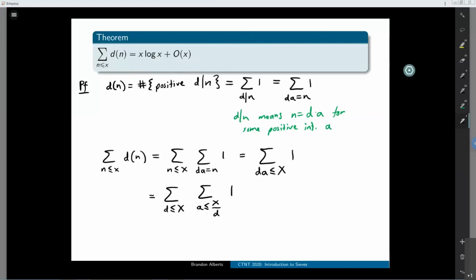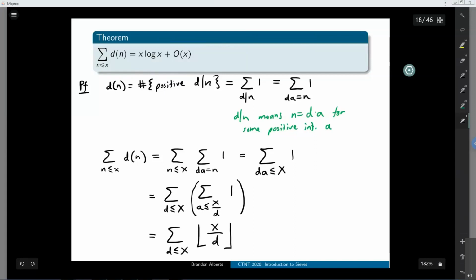So what's so useful about this? Well, what's useful about this is that the inside sum, we actually know what this is. Because it's a sum over the integers a that are less than or equal to something else. That's actually the floor function. So that's something that we have already computed from yesterday.